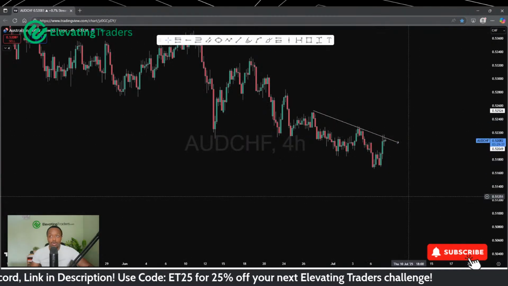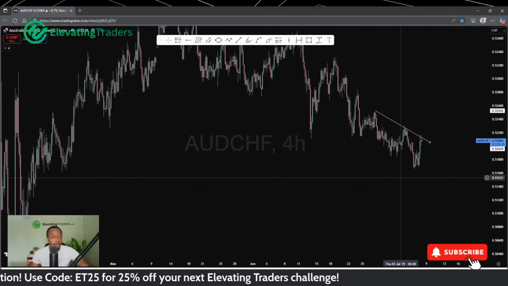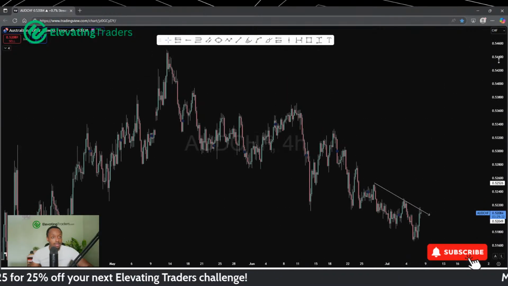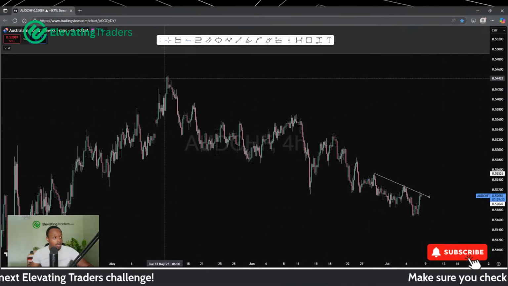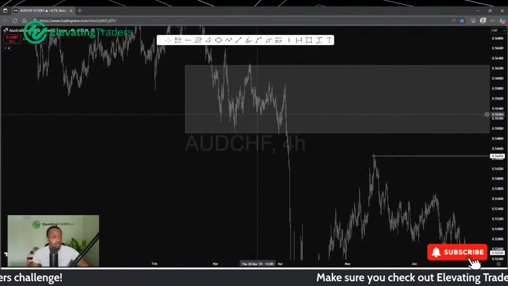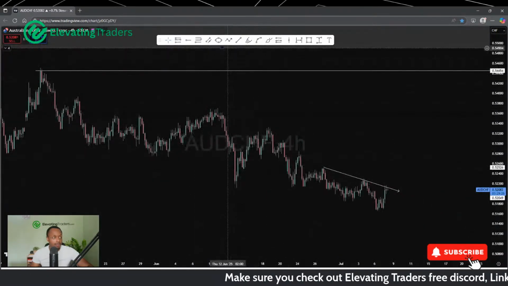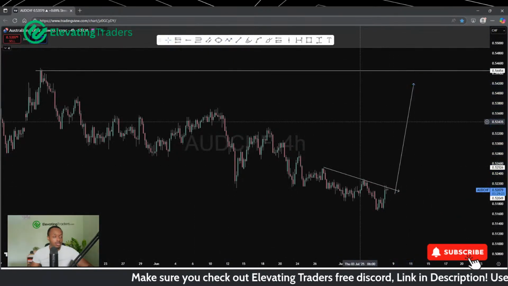Maybe if you do see a strong close above that, that could be my entry trigger. But yeah, I'm still very keen to look for some buys for Aussie Swiss back to this high, and more importantly, that range over there as well. So very bullish in Euro Aussie, looking for a big swing.